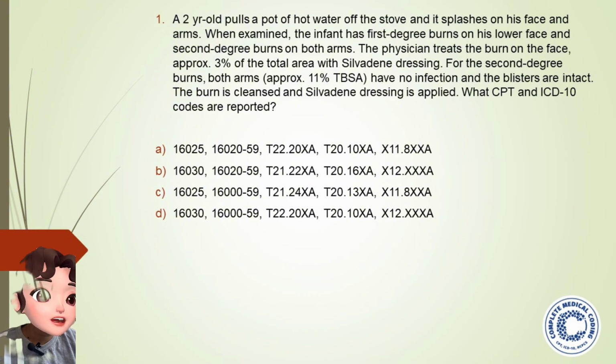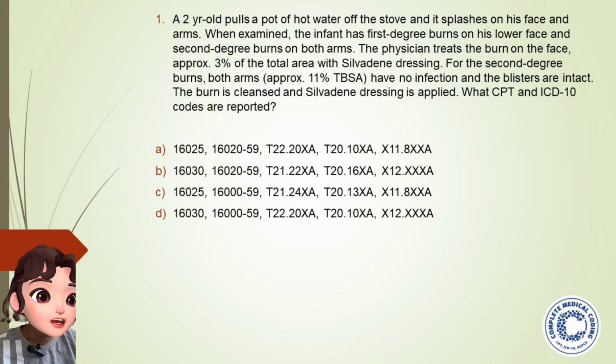So here first degree and second degree burns both are there. First degree burns on the lower face and second degree burns on both arms. What is mentioned here on the face? Face is the first degree burns with TBSA of 3%, and for the second degree burns TBSA of 11%. So anyway, let's move to the ICD codes one by one.